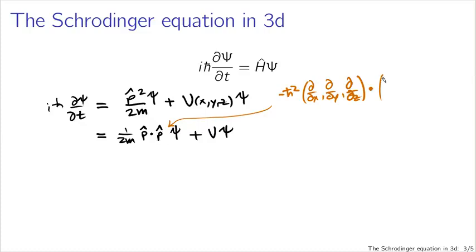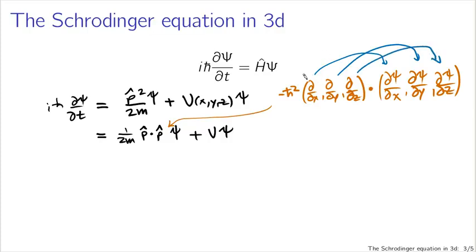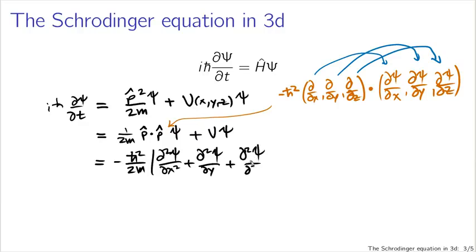But this p hat is directly acting on psi itself. So I'll write this as derivative of psi with respect to x, comma, derivative of psi with respect to y, and derivative of psi with respect to z, all together in a vector. And since I'm taking the dot product here, I know the x component of this vector and the x component of this vector are going to be multiplied together. So I'm going to be acting with the x derivative on the x derivative, the y derivative on the y derivative, and the z derivative on the z derivative. And I'm going to be adding up all of the results, since that's what you do when you're taking a dot product. The result then is going to be minus h bar squared over 2m times second derivative of psi with respect to x plus second derivative of psi with respect to y plus second derivative of psi with respect to z, plus V times psi as before.